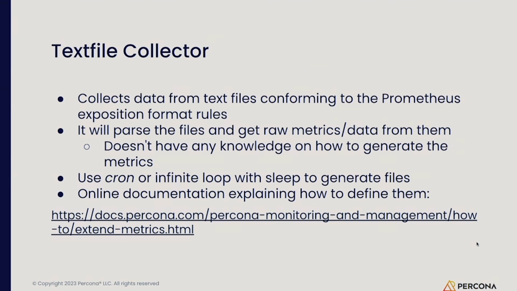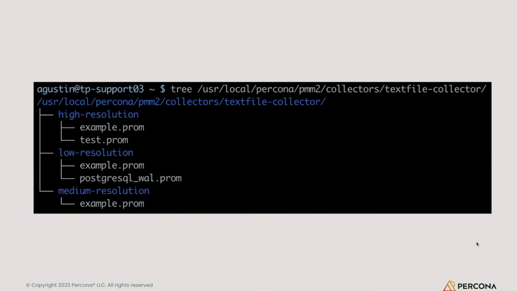So the last point here is that, again, PMM will just check the file. So what we need to do is use cron or an infinite loop with sleep to generate the files, right? So we are in charge of generating and maintaining the files with the metrics, right? PMM will not do that for us.